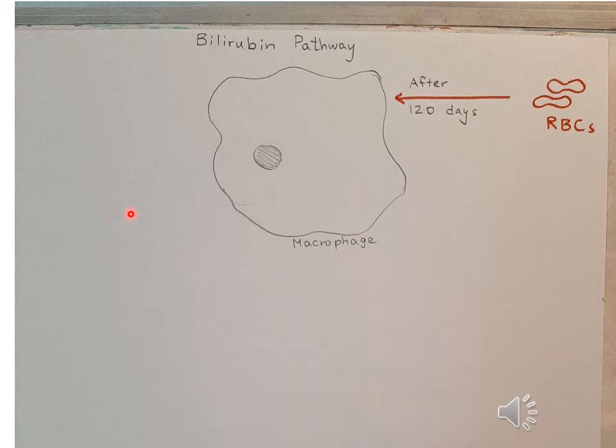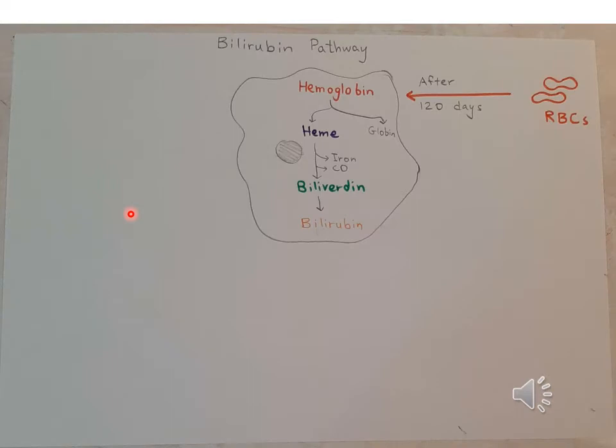Let's start drawing. We have RBCs. RBCs live for 120 days. After 120 days, RBCs are phagocytosed by macrophages found in liver and spleen. So old RBCs are phagocytosed by macrophages. In the macrophage, RBC is broken down.